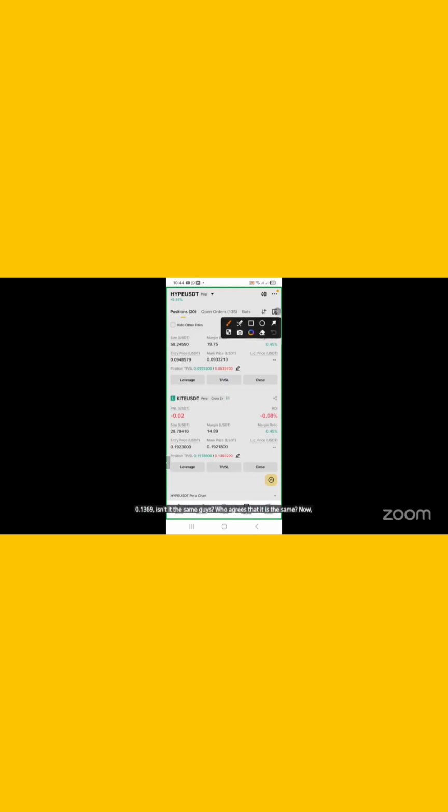Now let us look at the open orders. Have you placed some limit orders for this Kite? Let us look. Kite USDT here, limit order number 1. It is saying if Kite reaches this price, I'm going to add more money for you. That is how simple it is.